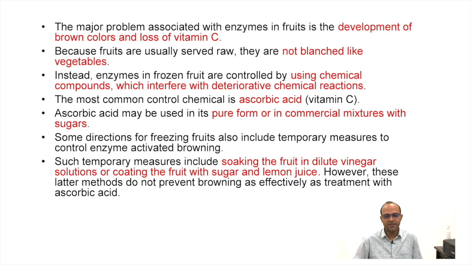Now let us discuss the problems associated with fruit freezing. Basically in fruits there is a problem of browning, and there is a loss of vitamin C. So this is the major challenge with fruits. That's why we need to give some chemical treatment instead of blanching. Blanching is done only for vegetables. The most common treatment given for fruits is the ascorbic acid treatment. This can be used in pure form or in commercial mixtures with sugars.